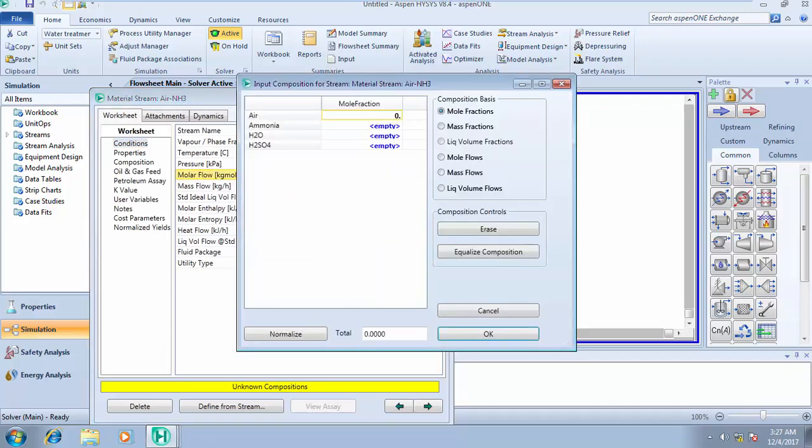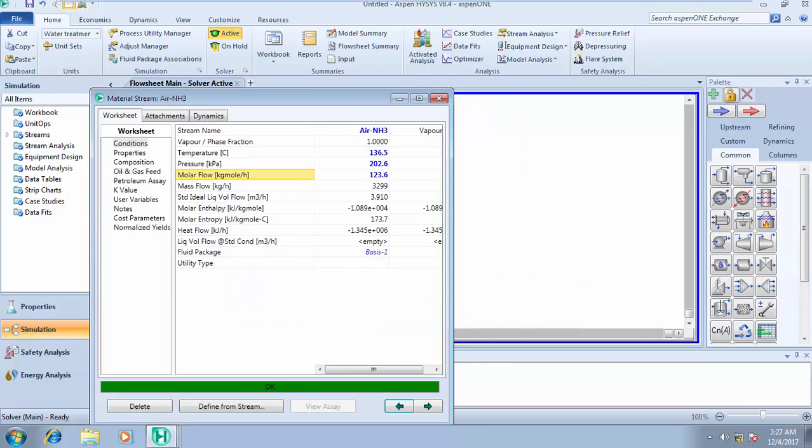This is 0.8084. Ammonia was given to be 0.1633, and water 0.0283. Okay, so this stream doesn't contain H2SO4. Okay, so that tells us that the vapor phase fraction from all our inputs is 1, meaning that this is existing in the gas phase.